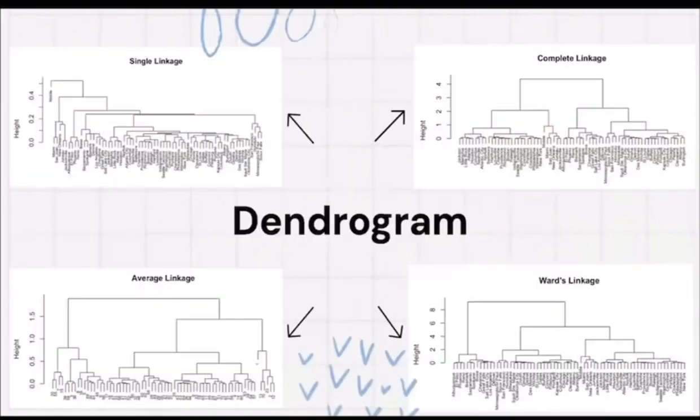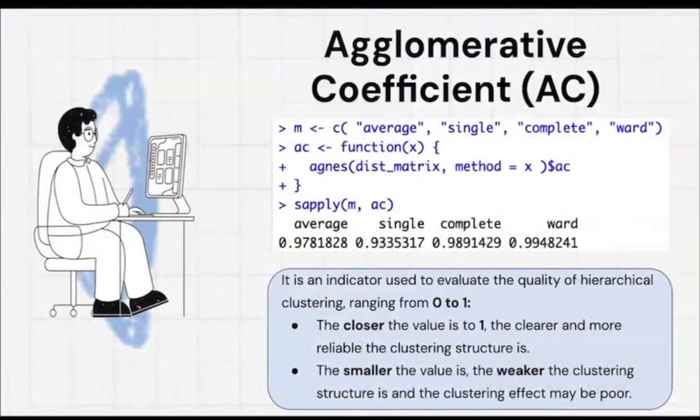This is the dendrogram we get from the previous R code, and right now we want to find the best linkage for our situation. So we use the AC code, which, from the lecture, the closer the value is to 1, the clearer and the more reliable the clustering structure is. So from these 4 values, we can find which linkage has the value closest to 1.